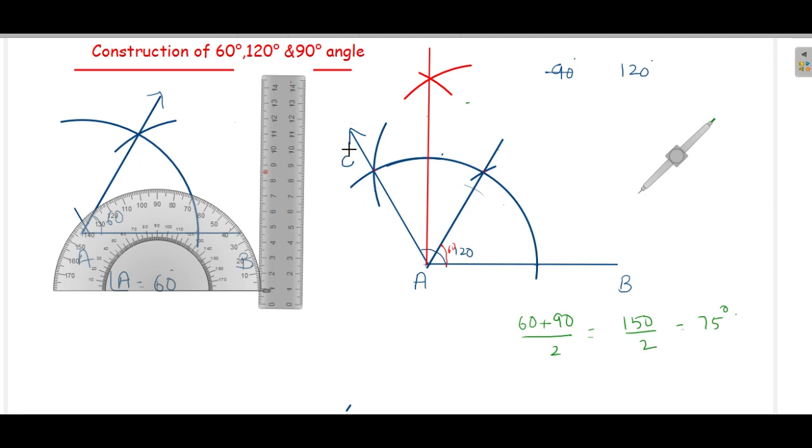And similarly, if we bisect, what is this? This is 120 degrees and this is 90 degrees ray. Okay. So, if we bisect these two angles, what will we get?